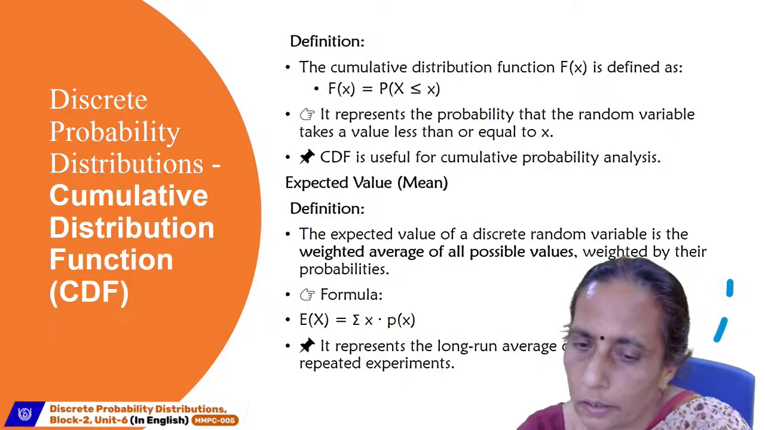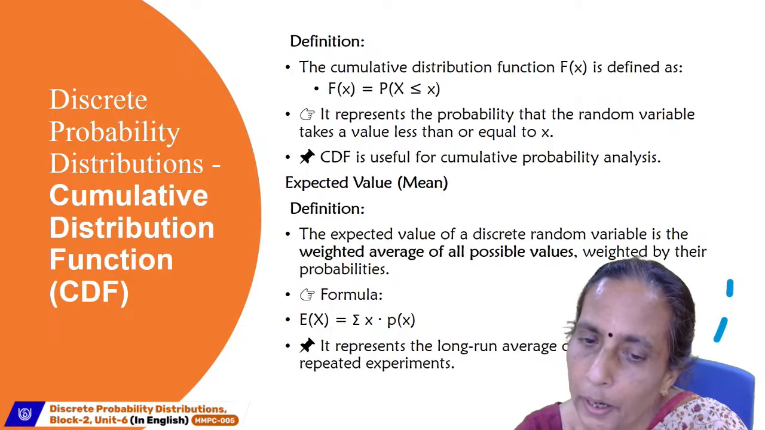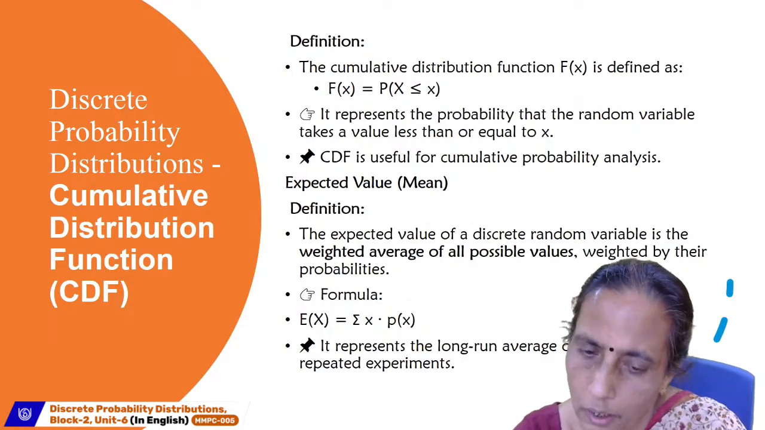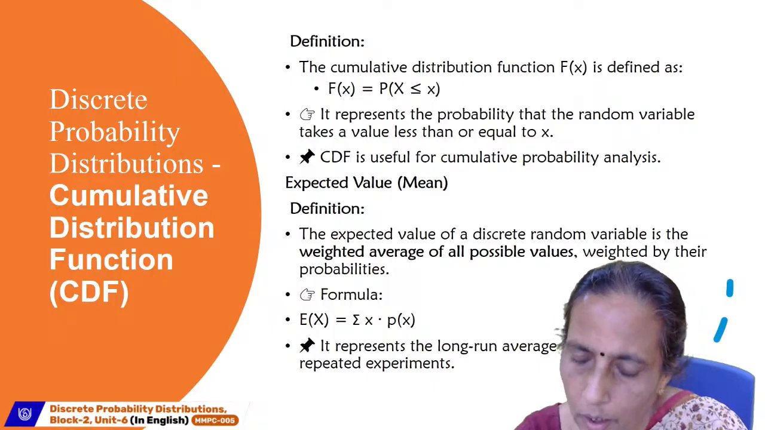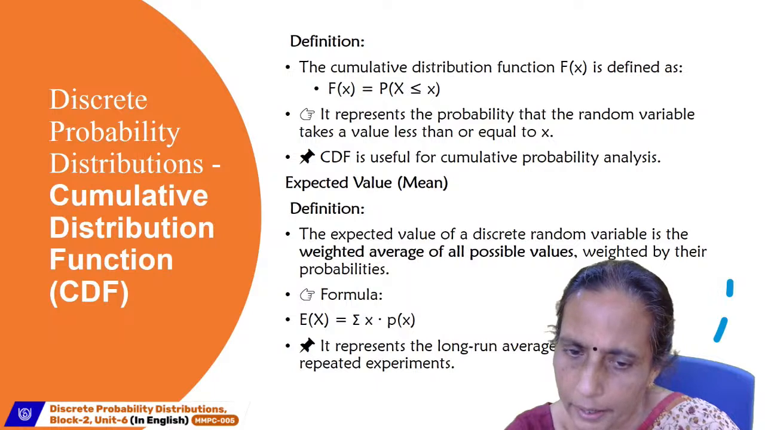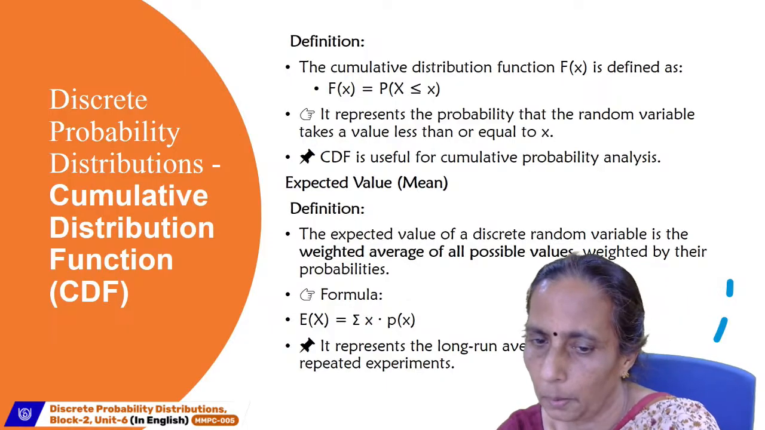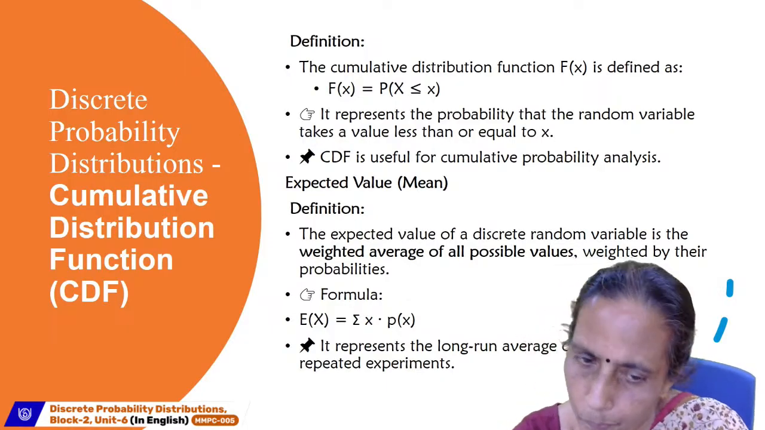It represents the long-run average outcome of a repeated experiment. We are repeating the experiment, tossing the coin once, and getting a head, say 0 with possibility 0.5, so 0 into 0.5. Similarly, we will be adding up.